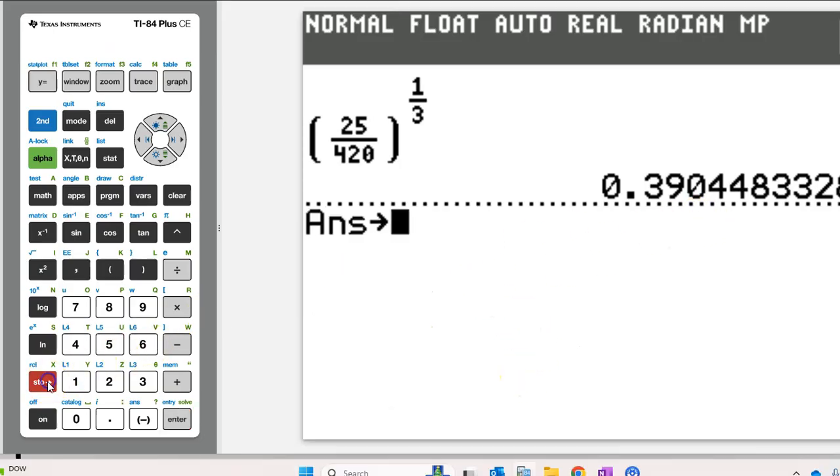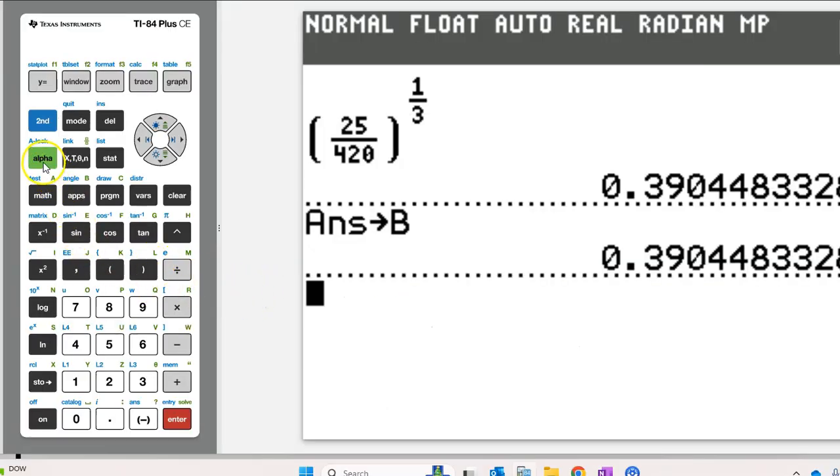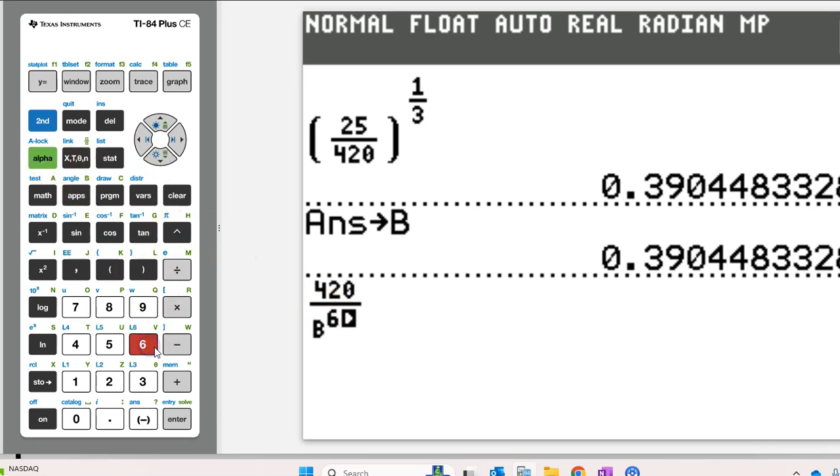Also, let's go back and store this value into a letter on the calculator. So immediately hit the store button, and we want to store this into letter B since this is B after all. So just hit alpha B and hit enter. Now we can go back and find the value of A, which is 420 divided by B to the 6th power. So fraction mode, we need 420 divided by, since we stored all of these wonderful decimals into letter B, we can use B now by hitting alpha B and then to the 6th power.